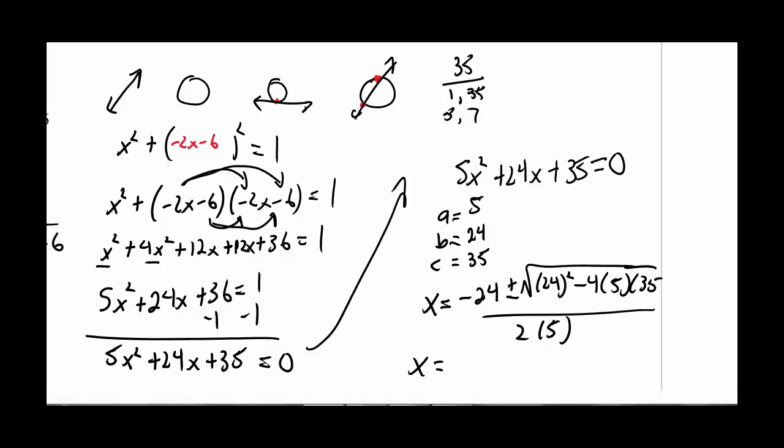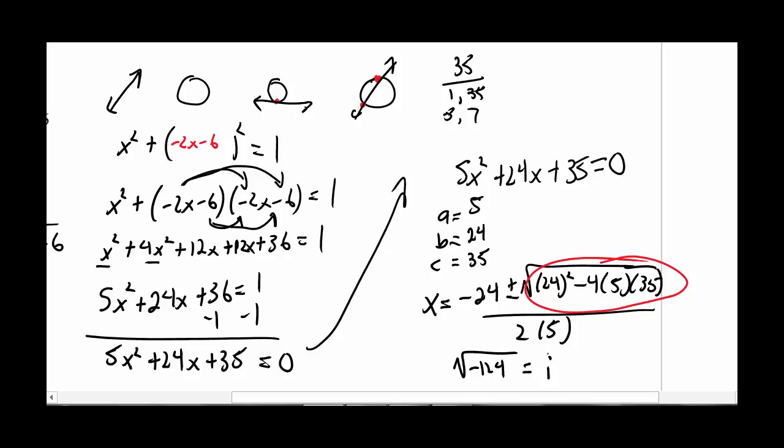Now I'm looking at our numbers and I already see what the problem is. And actually, let's just jump right into this piece right there. If I do 24 squared minus 4 times 5 times 35. Sorry, notice I dropped a parenthesis there. Okay, 24 squared minus 4 times 5 times 35, I get negative 124. So we are dealing with the square root of negative 124, which means we are dealing with some form of i, some number with i in it.